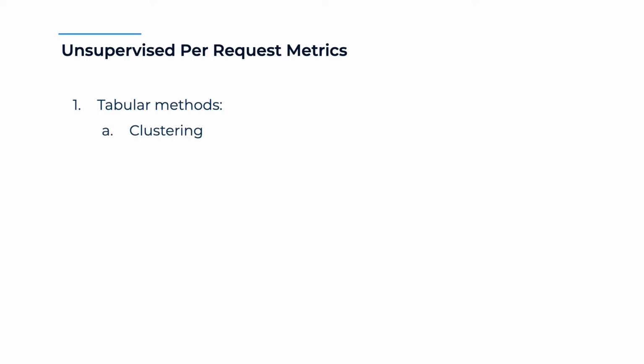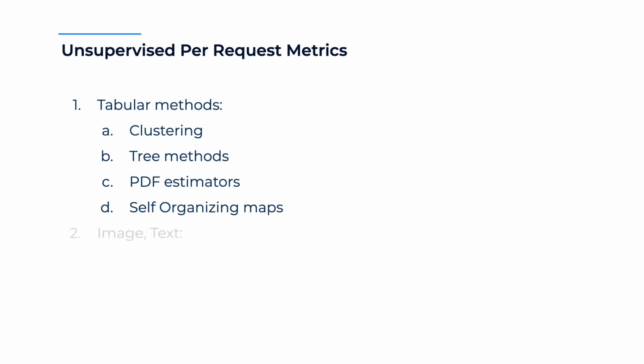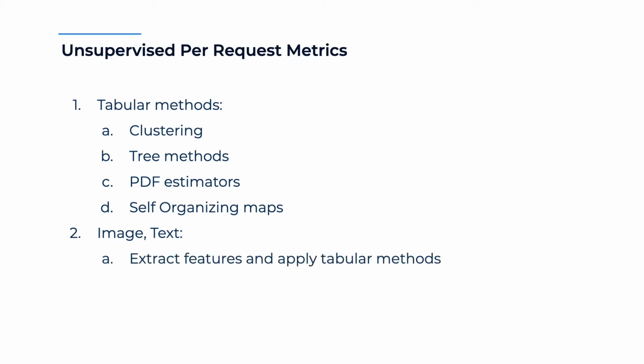So we can use clustering, we can use tree methods like isolation forest, some PDF estimators. We can use self-organizing maps for this. There are also image and text-specific methods. Basically, the idea is to extract features and apply tabular methods to those features afterwards. And there are also GANs. I have some slides about GANs. In general, there are many methods you can use to monitor your data in production. I'll show you a mind map we have, with about 100 different methods. And autoencoders. I'll talk briefly about autoencoders and GANs now.